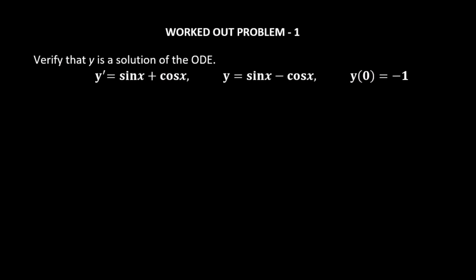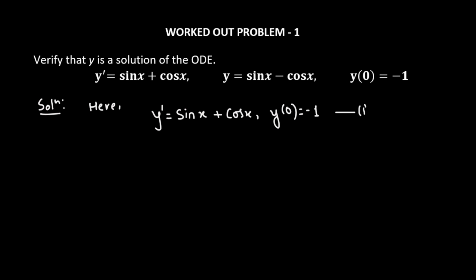Worked out problem number 1. Verify that y is a solution of the ordinary differential equation y prime equals sin x plus cosine of x, with y equals sin x minus cosine of x and the initial value y of 0 equals negative 1. Here we have the differential equation given by y prime equals sin of x plus cosine of x with y of 0 equals negative 1, equation number 1, that represents an initial value problem.